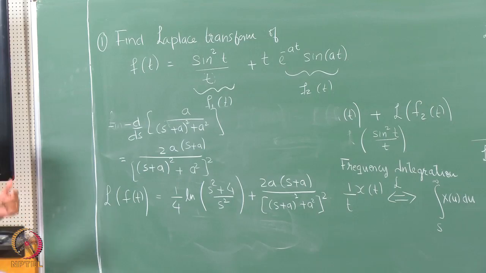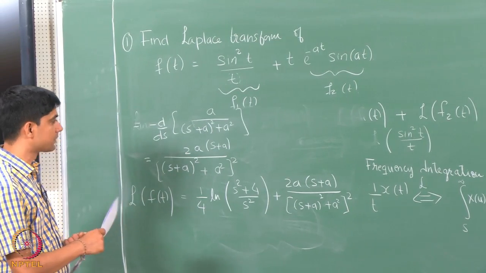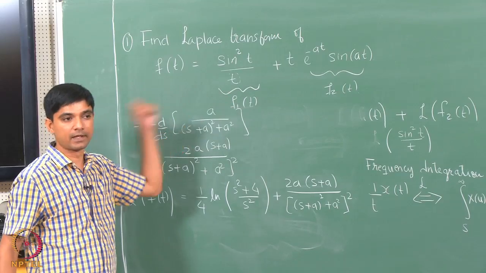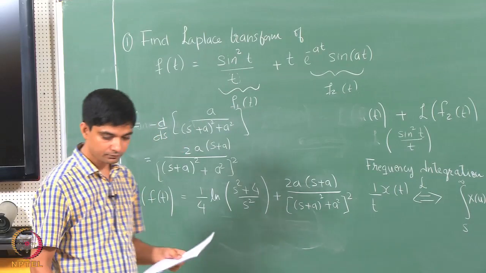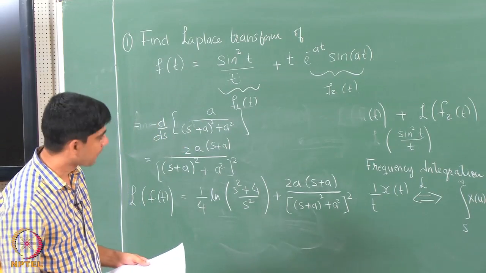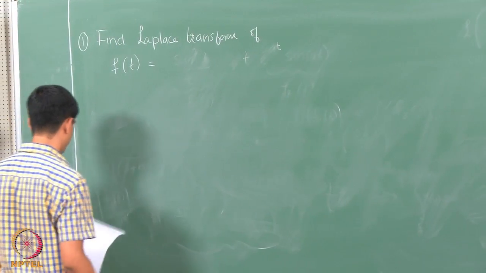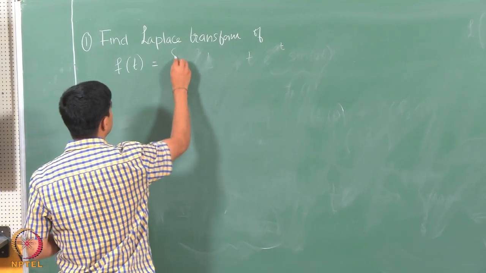Okay. So, this just illustrates that you are using the frequency integration, the frequency differentiation, frequency shifting, and of course, the linearity property, right. Okay. So, next if I have a signal, let us see, f of t looks something like this, right.